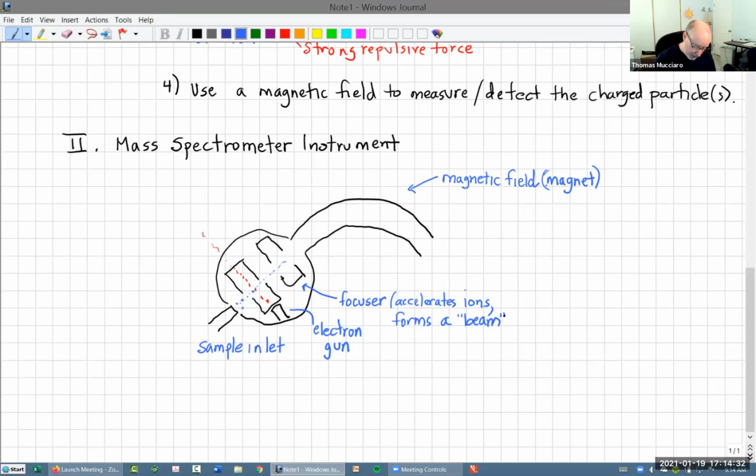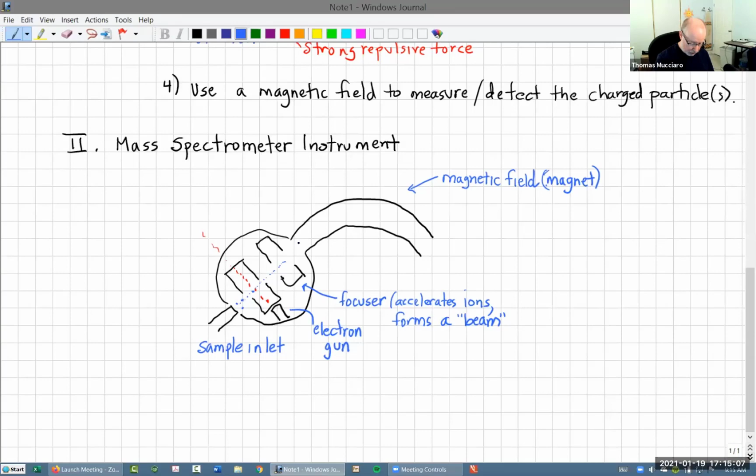Okay, then we have this magnet. So when you put an ion into a magnetic field, the magnetic field puts force on the ion. And so if the ion is moving as the force is applied, the ion moves in a curve. Okay, but the force is dependent on the strength of the magnetic field. And so what will happen is all of the different weights of ions will move in different trajectories.